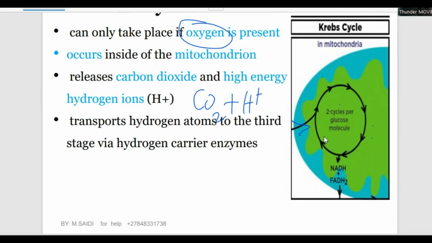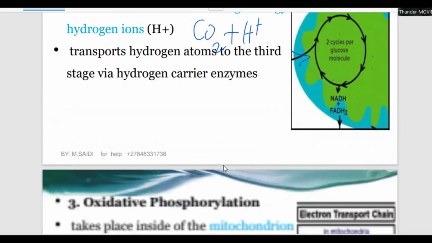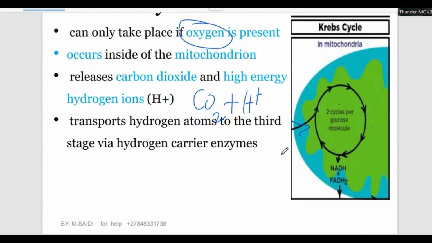It transports hydrogen atoms to the third stage of hydrogen carrier enzymes. So this will be transported to the next stage of respiration. What we have produced here is the NADH and the FADH2. They enter the oxidative phosphorylation, but the carbon dioxide which is produced here acts as a byproduct.